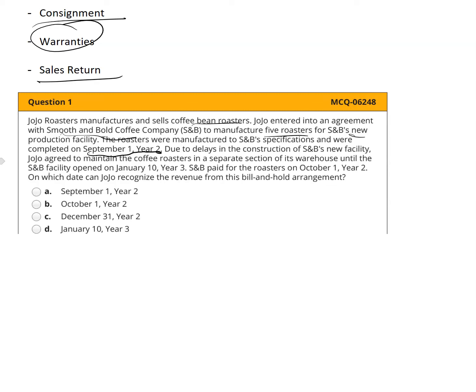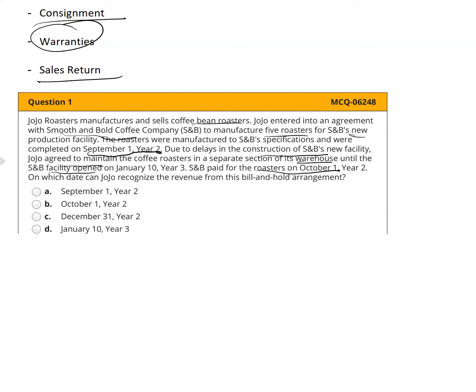But due to delays in the construction of S&B's new facilities, because they actually will be using those coffee roasters for the new facilities, they could not finish the construction. So Jojo said okay, we can keep those coffee roasters in our facility, in our warehouse, although we completed the product. So we are billing them, but we are still holding the product until they complete their construction. And then they paid on October 1st, year 2.